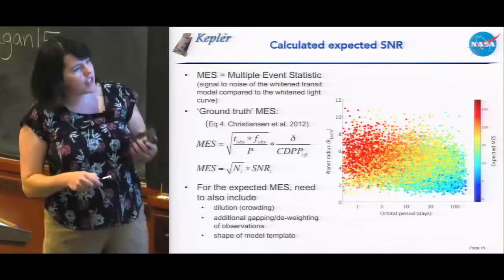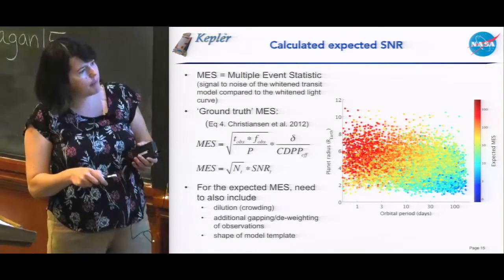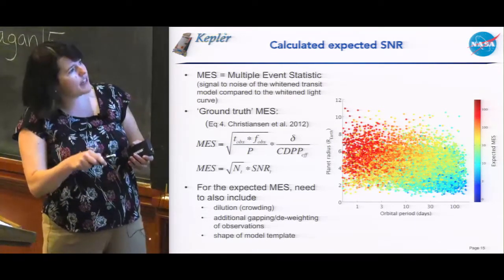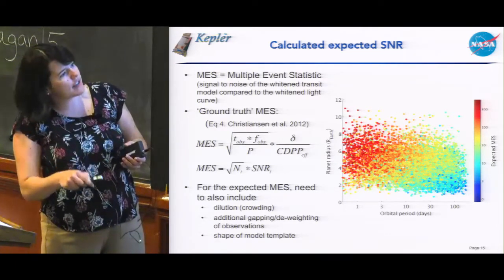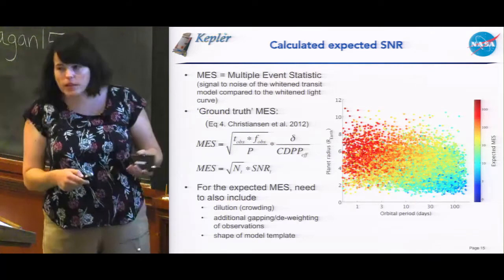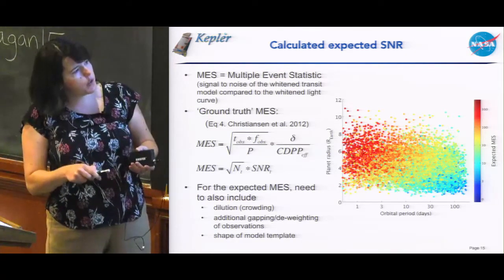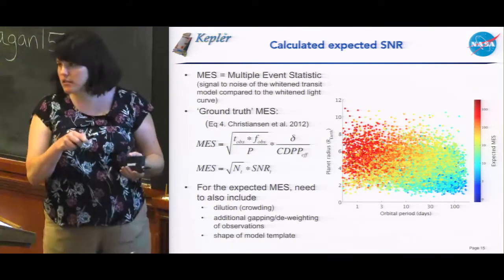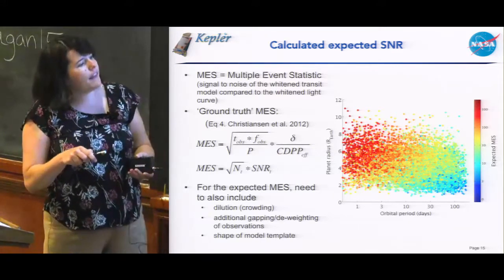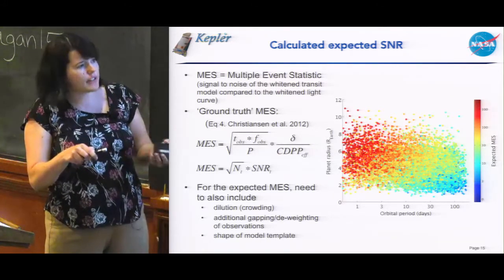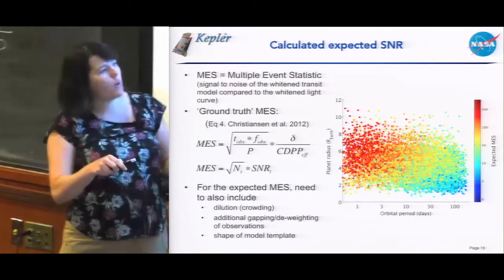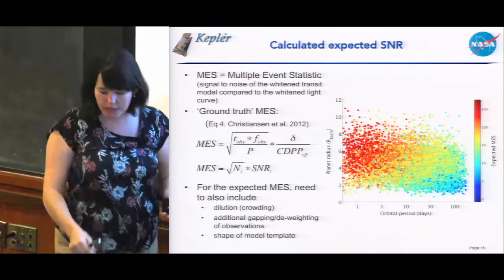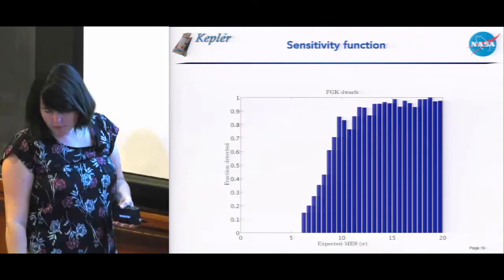So for this population that I injected, this is the period here, and this is the radius again. So the same plot as before, but now I've plotted this expected MES number as the color here. So you can see what you expect, that the low period, high radius things have very high signal to noise. They're the easiest to find. And the long period, small things are the hardest to find. So this is exactly the trend that we're looking for, and we're trying to map out where the pipeline stops doing as well as we think it should.